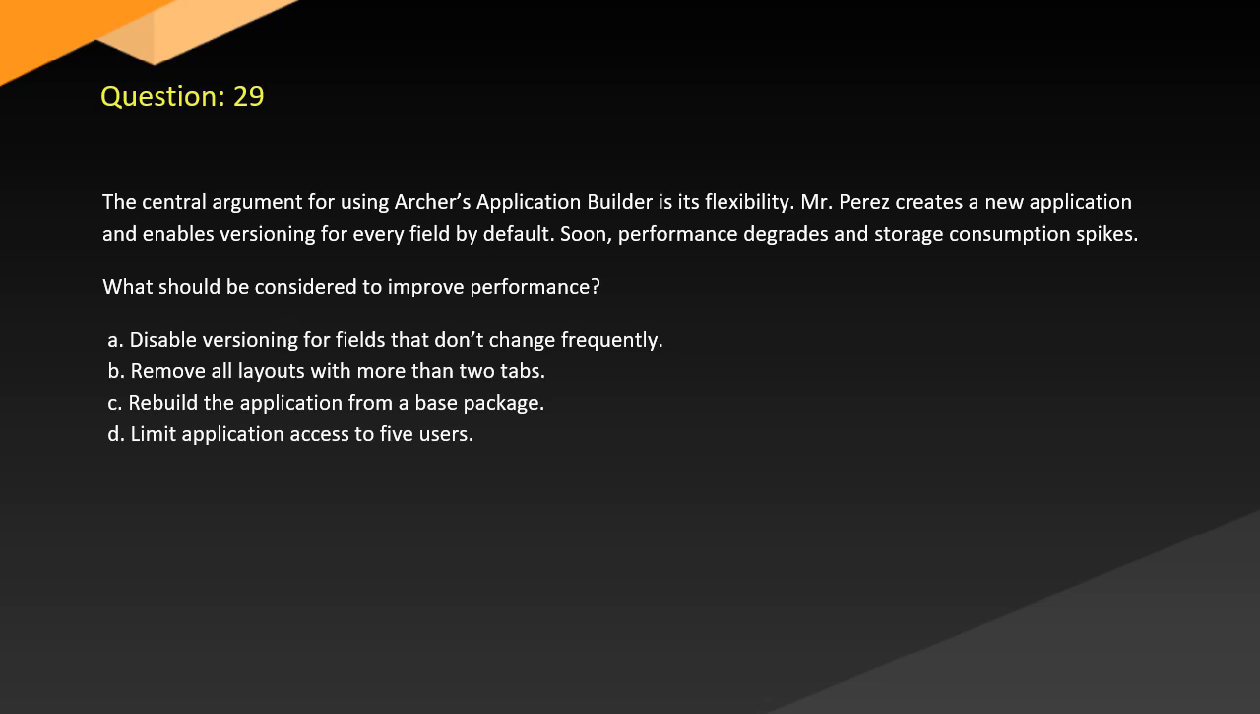Question 29. The central argument for using Archer's application builder is its flexibility. Is Ling creates a new application and enables versioning for every field by default. Soon performance degrades and storage consumption spikes. What should be considered to improve performance? A. Disable versioning for fields that don't change frequently. B. Remove all layouts with more than 2 tabs. C. Rebuild the application from base package. D. Limit application access to 5 users.